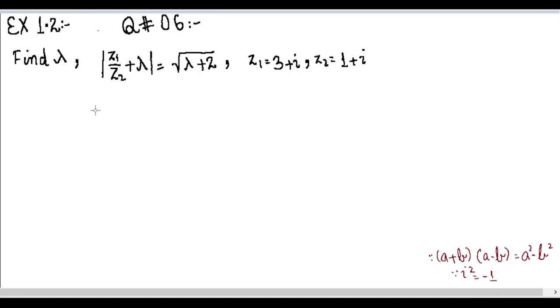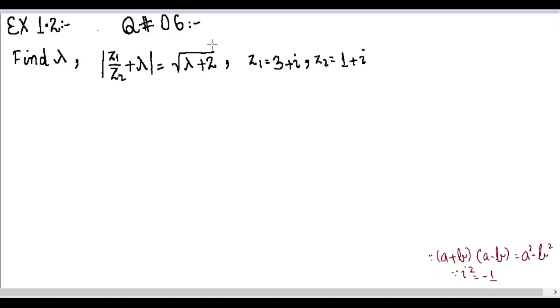Bismillahirrahmanirrahim. We are going to start question number 6 of exercise 1.2, class 11 maths. Here we have to find lambda using this equation: the modulus of z1 by z2 plus lambda equals square root of lambda plus 2, where z1 is 3 plus iota and z2 is 1 plus iota.